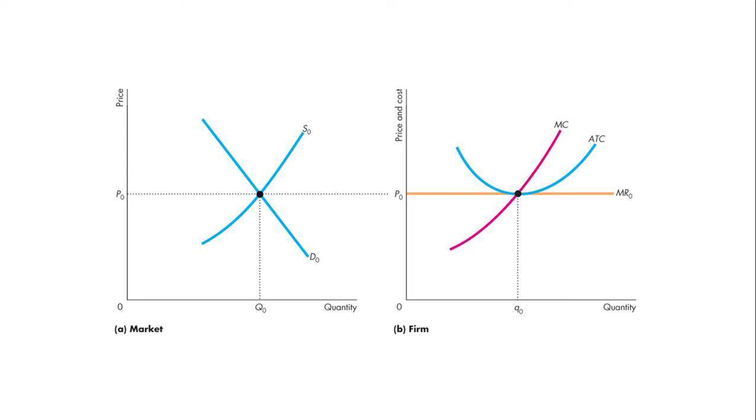In perfect competition, the market is going to set the price. So on the graph on the left, we have demand and supply in this market, and that's going to set the price. And we're going to say that's at P naught. So at P naught, that's going to be the price that the firm is going to have to charge.